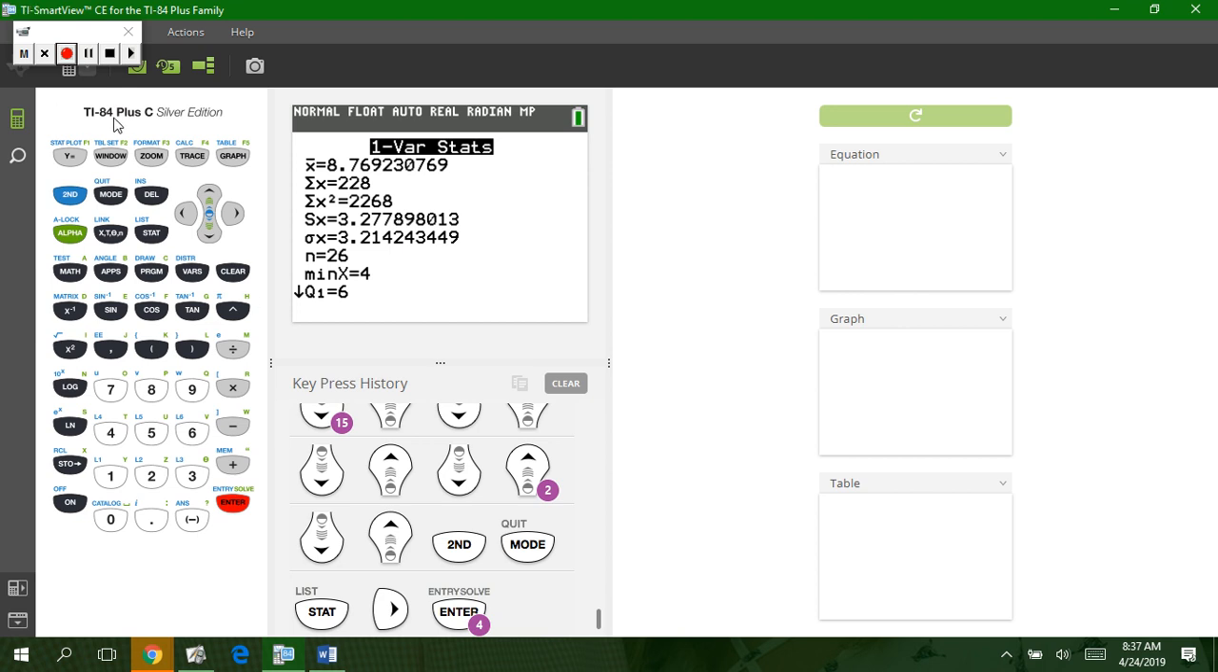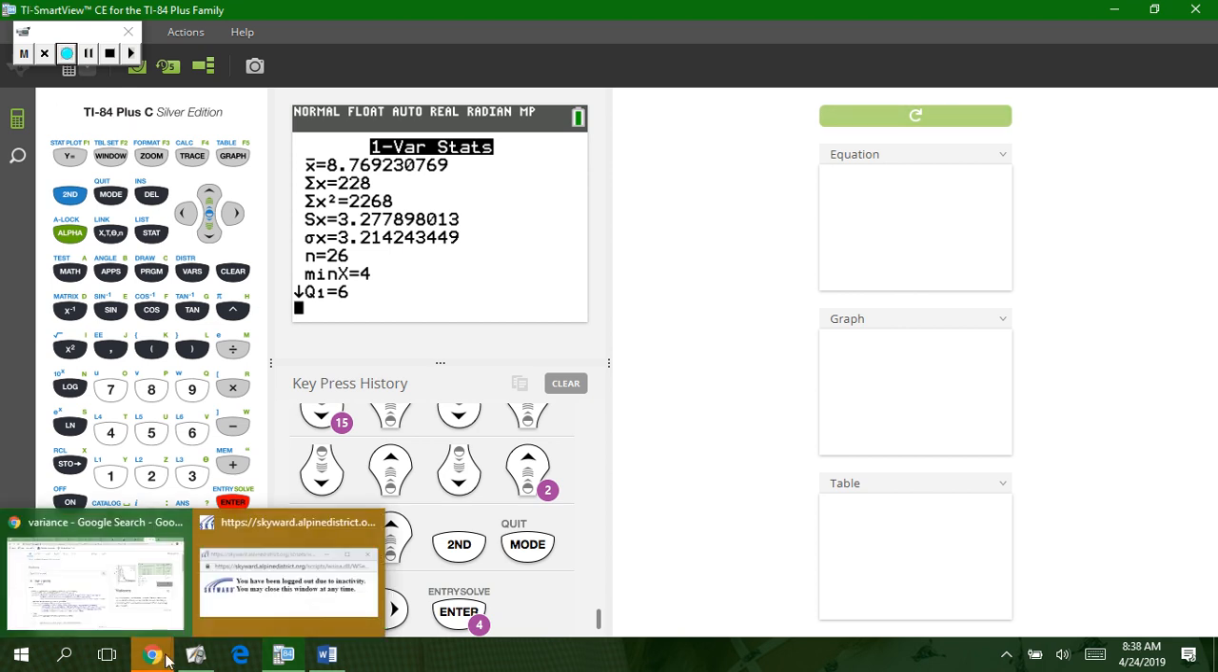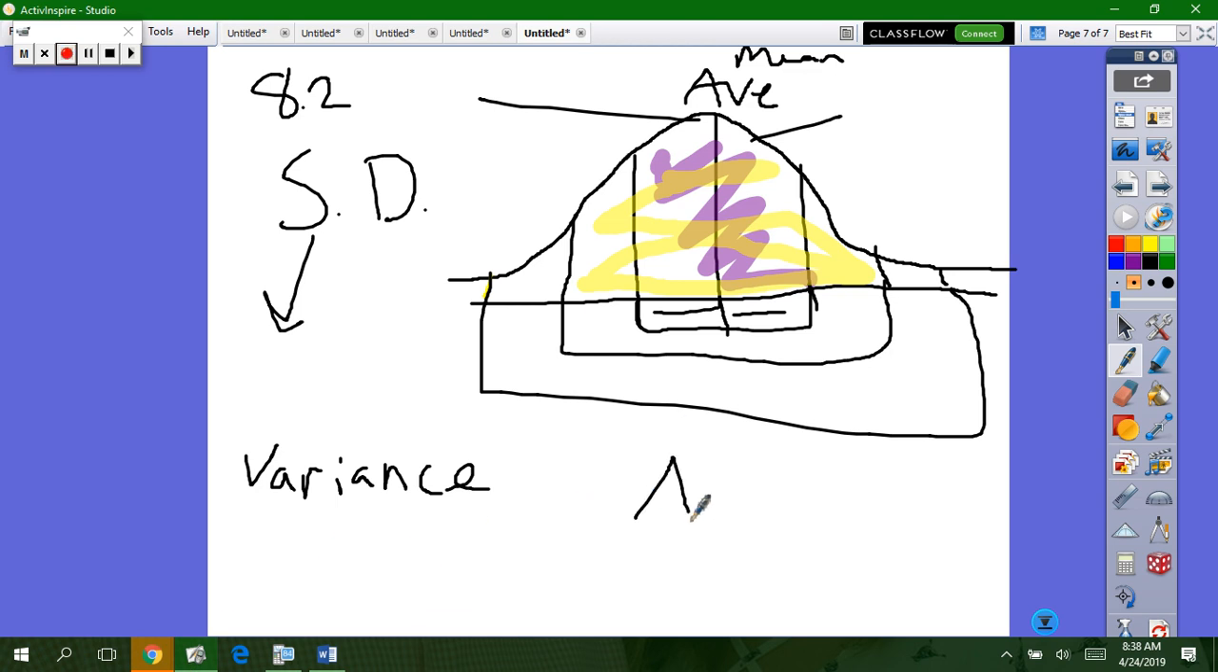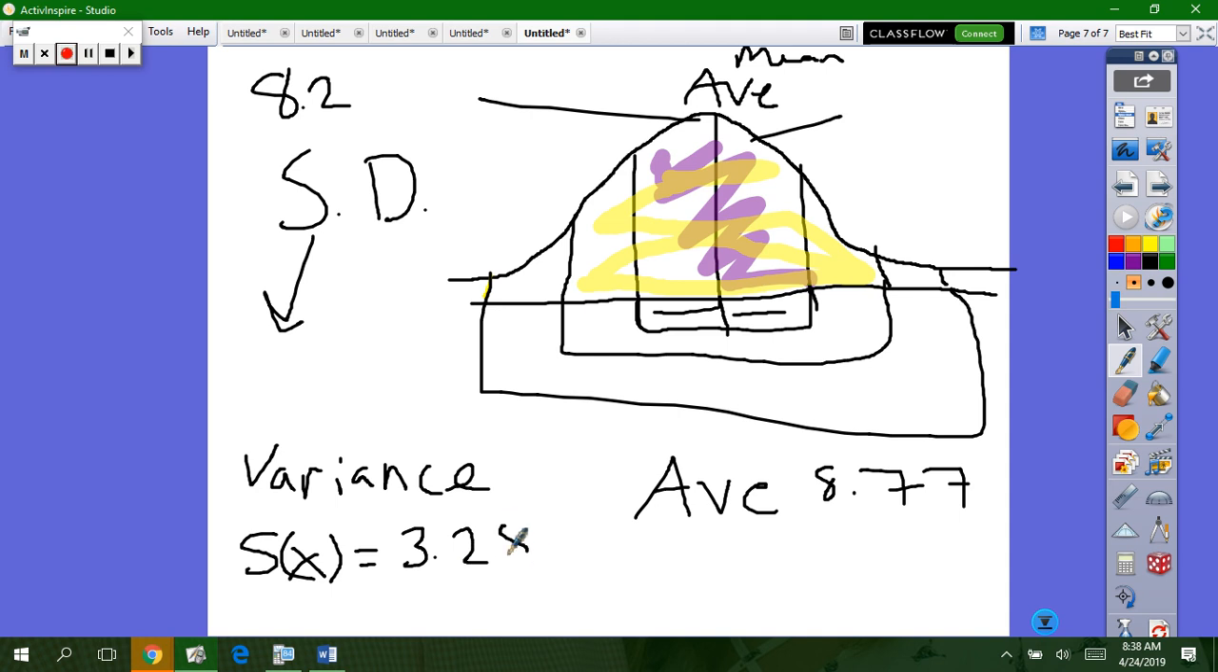So let's go ahead and figure out our data. What was our average? 8.77, that's what we're going to say, 8.77. So our average is 8.77. Now, we're going to use our standard deviation. Did anybody write that down, the S of x number? 3.28, all right. Now, our variance is just our standard deviation squared.